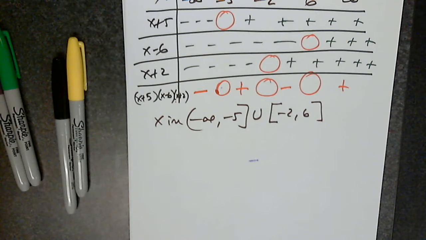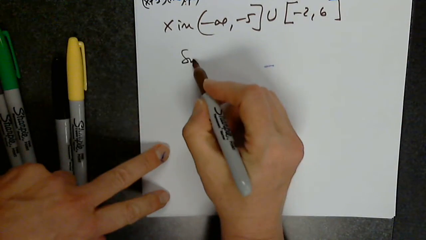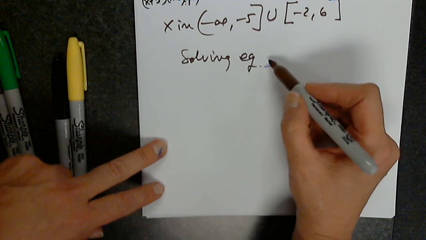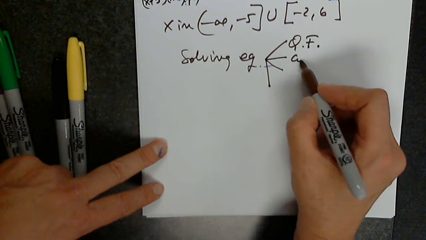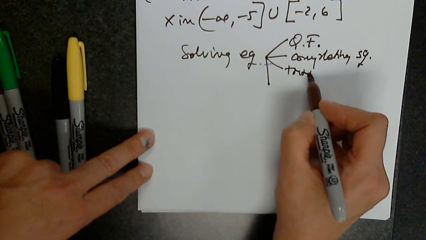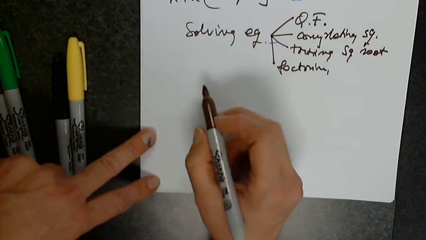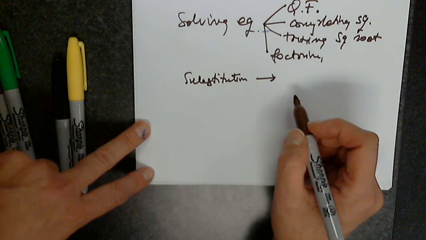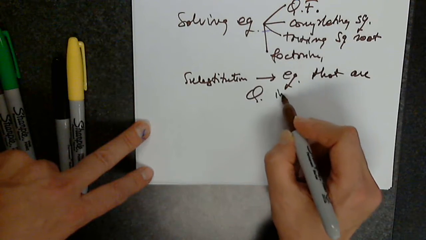So let me review the topics one more time, and then maybe I should write them down for you. Solving equations. Quadratic equations, I would say, using four different methods: quadratic formula, completing the square, taking square roots, and factoring. And yes, you're right, the substitution method is used for equations that are quadratic in form.